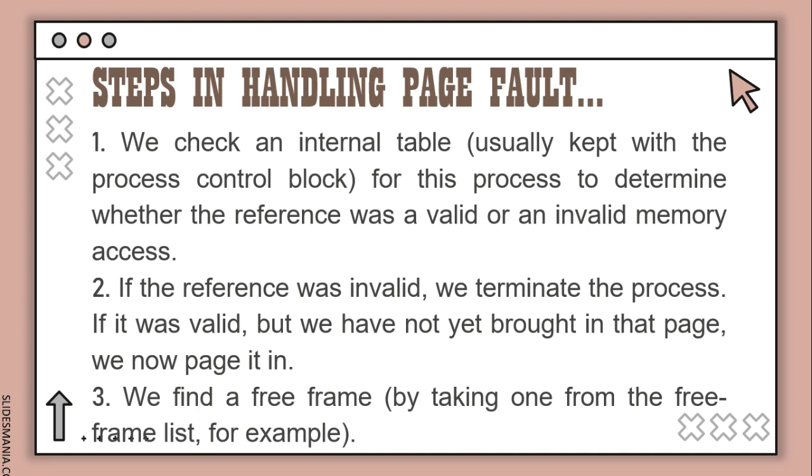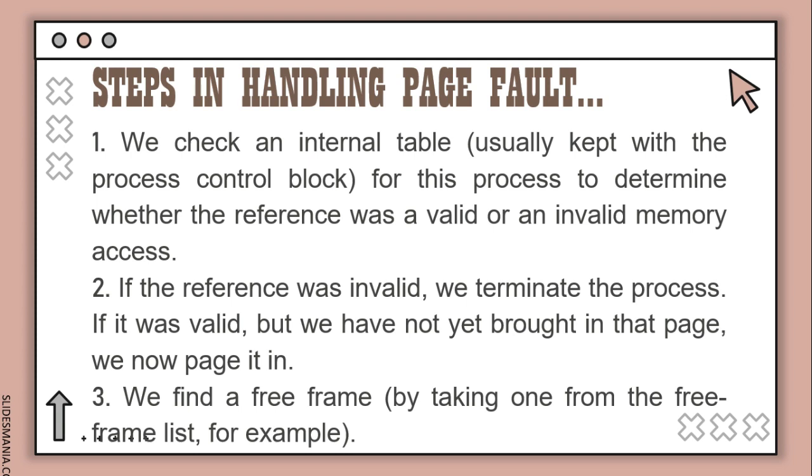So these are the 6 steps in handling a page fault. First, we check an internal table, usually kept with the process control block for this process, to determine whether the reference was a valid or an invalid memory access. Second, if the reference was invalid, we terminate the process. If it was valid, but we have not yet brought in that page, we now page it in.